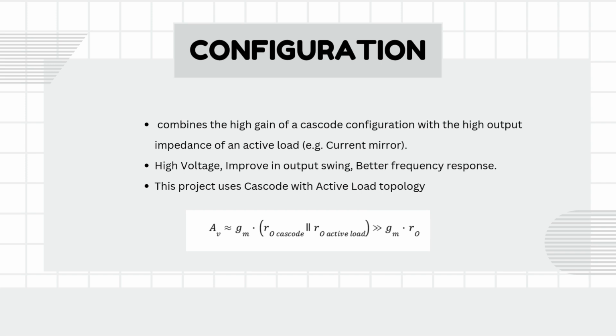The cascode circuit structure combines the high gain of a cascode configuration with the high output impedance of an active load, such as current mirrors, which allows the circuit to possess a high voltage gain, improved output swing, and better frequency response. The voltage gain is as stated in this slide here.